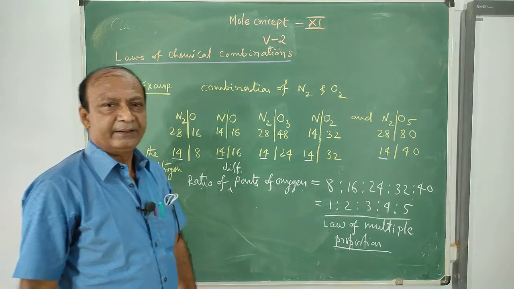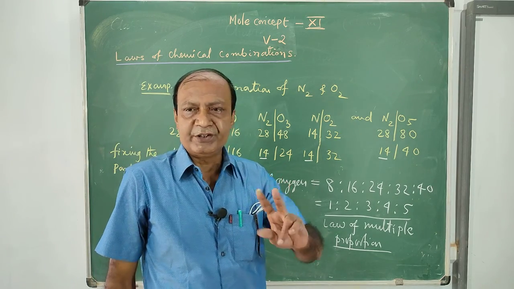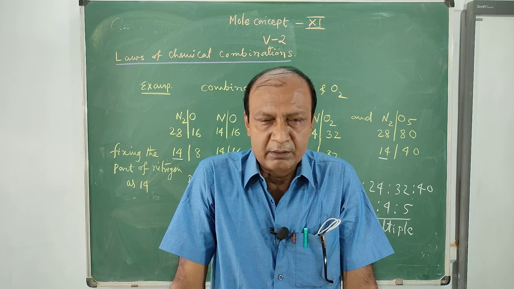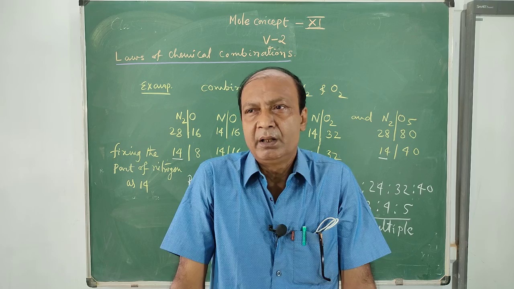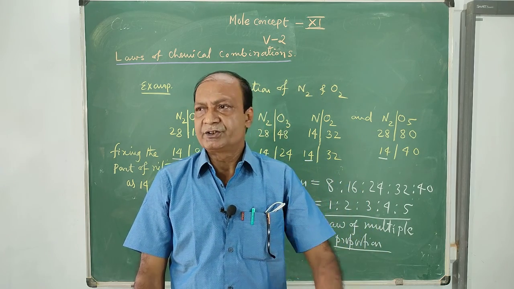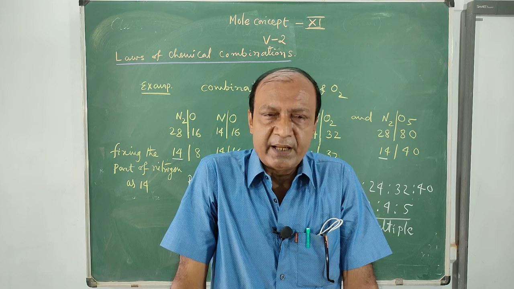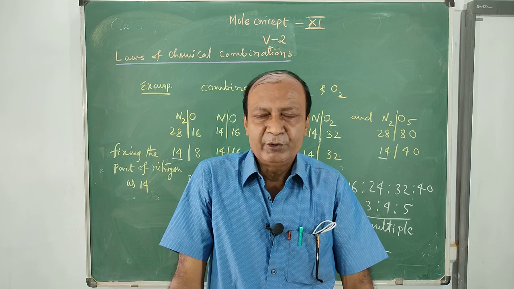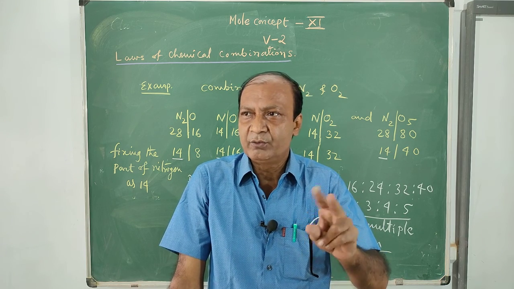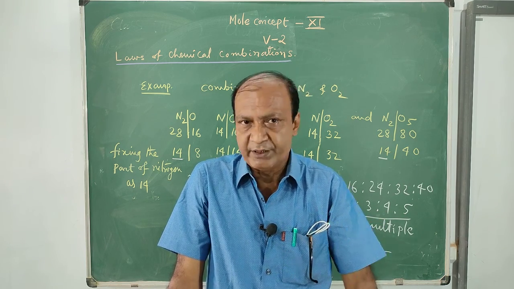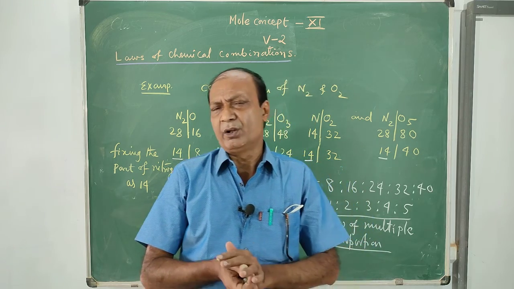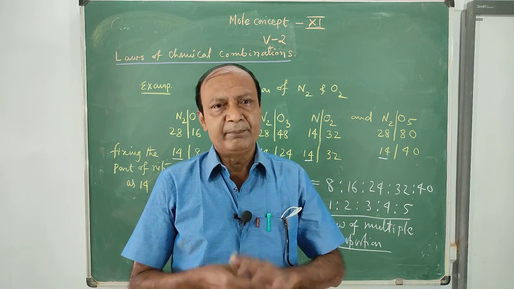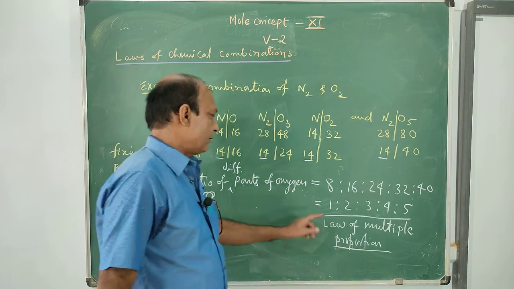You can apply this law for any two elements which can form at least two compounds, more than one compound. Say for example, carbon. Carbon reacts with oxygen to form carbon dioxide. Carbon reacts with oxygen to form carbon monoxide. So two compounds are there. Hydrogen and oxygen form water, and hydrogen and oxygen form hydrogen peroxide. So in many cases you will observe that two elements are combining and giving more than one compound. So this is our first law.